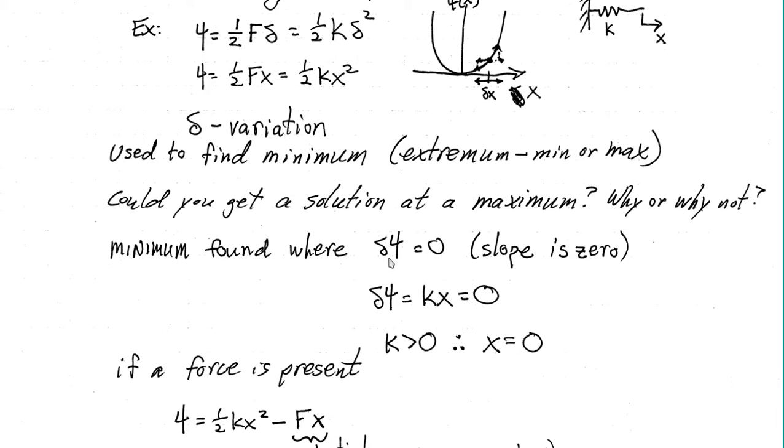So when I talk about varying my energy, I want the variation to be equal to 0. That just means that whenever my slope is 0, the variation of the energy is 0. So if I take a variation, I'm just taking the derivative. This is my parameter that I can vary, x, or delta squared. So if I take a derivative, I just get kx equals 0. We know that k should be greater than 0, so my solution is x equals 0. So that should be obvious from here, right?